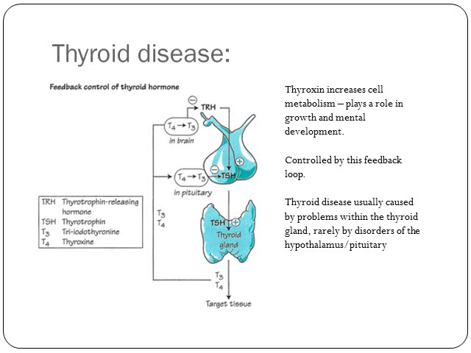It's controlled by this beautiful feedback loop. In theory, if you've got low circulating T3 and T4, that'll drive up TSH, and obviously if you've got some problem in that loop, that's where you get thyroid disease. It's usually caused by a problem within the thyroid gland, as opposed to at a higher level.